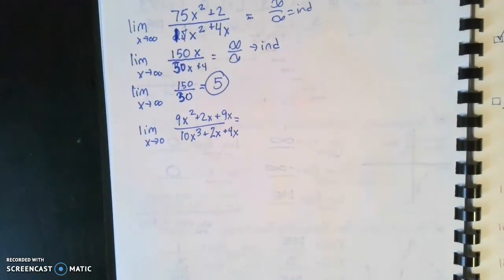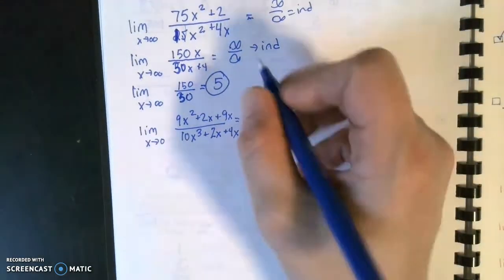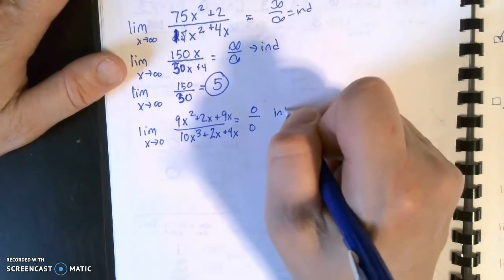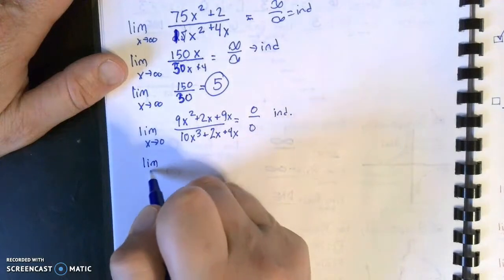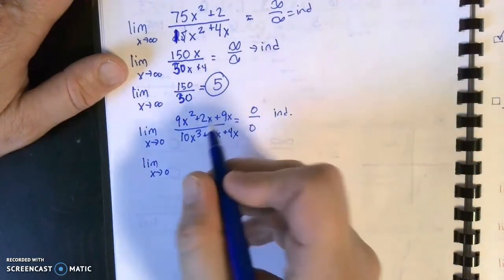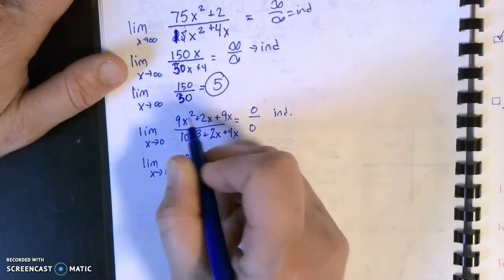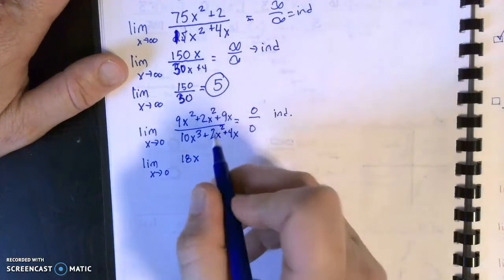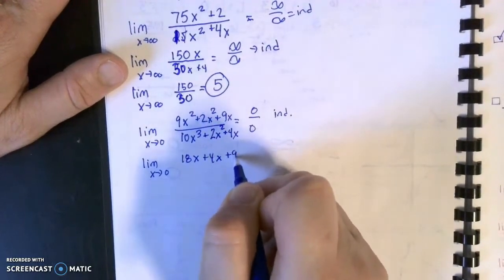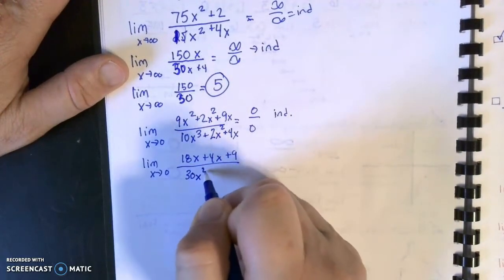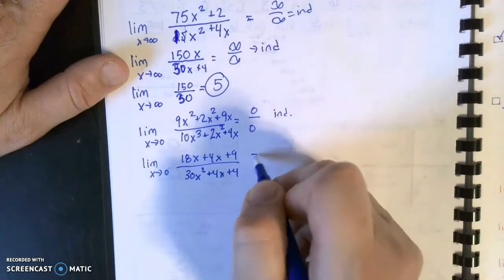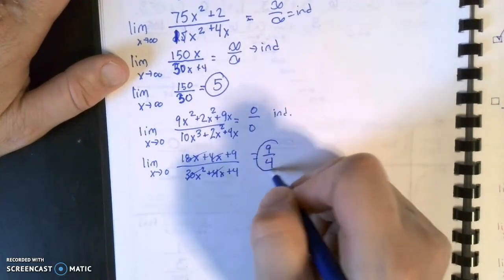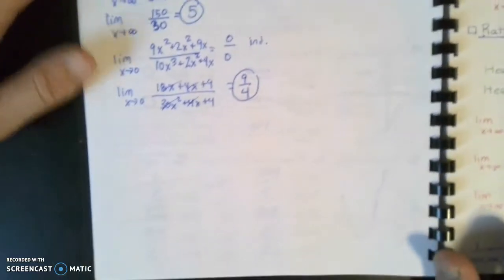So I'm going to start with this problem right here. I put in 0, I get 0 over 0, which is indeterminate, which means I've got to apply L'Hopital, which would be 18x squared plus 4x plus 9 over 30x squared plus 4x plus 4. Now stick in 0. These are gone, and we're left with 9/4.